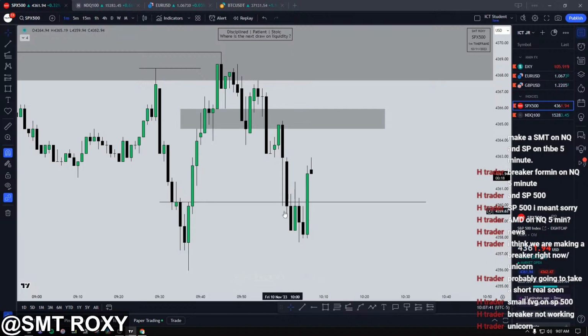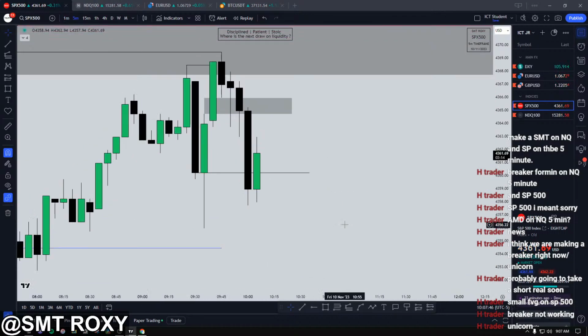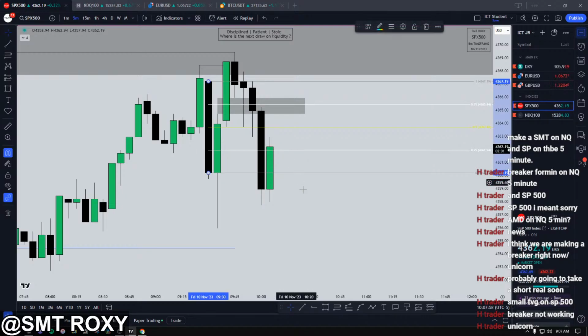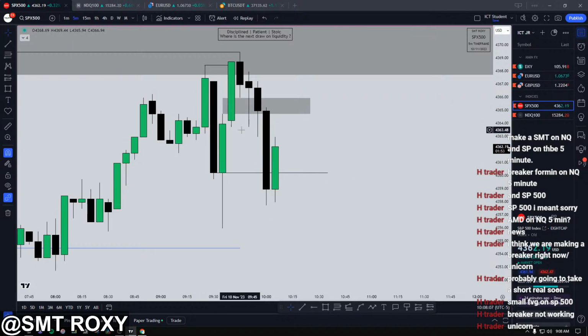Unicorn? Breaker not working? What are you talking about? It is working. It's on the 5 minute. It's a big candle, you can see that, for the breaker. We're hitting the lower quadrant of it. As long as we don't come up here and we start dropping here, then I just see us respecting it. If we come to the mean threshold, we come up here, that's an OTE model entry, and I wouldn't want to see us have lower prices. But even then, I wouldn't want to see that.